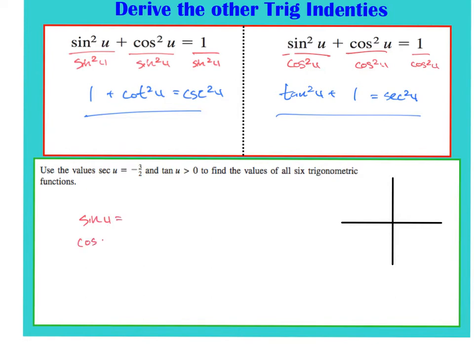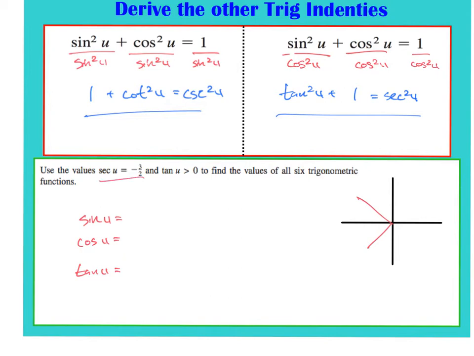Good. All right. Now, when is secant negative? What 2 quadrants will allow me to have secant to be negative? Not 2 and 4, but 2 and 3. All right, secant goes with cosine.